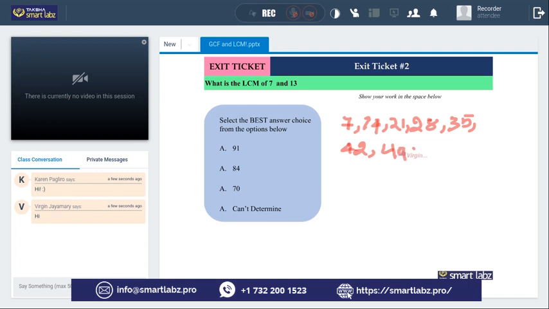14, 9. 56. 63 and 70. Very good. 70. So 13, I'll do it with another color. 13. So 13, yeah, 13. 13. Very good, using a different color.